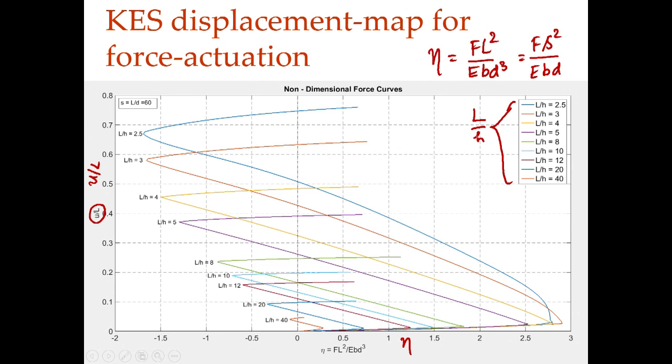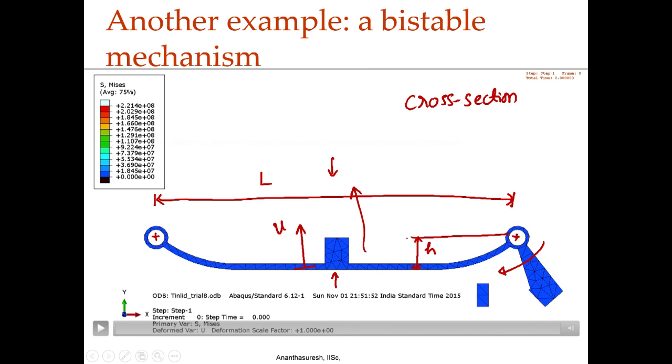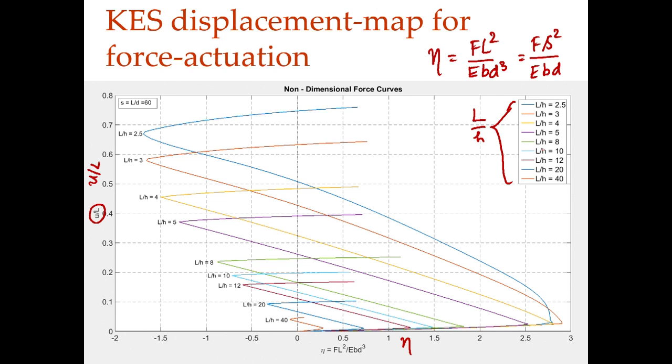What is H here? H is the height of the arch. So, from here to here there is a height, and for different curves the height of the arch will vary, that is H. So, it is drawn for different L by H ratios, starting from 2.5 going all the way to 40. If you see the first one, this is for 2.5 L by H as indicated there, and then 3, 4, 5, 8 up to 40. We stopped at 40. If you see, this is a bistable curve. Let me take the last one.